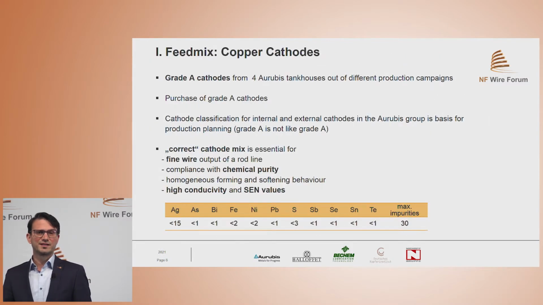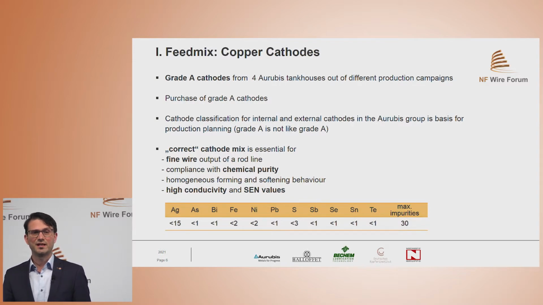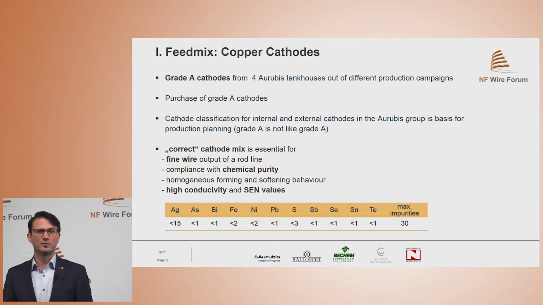The correct feed mix is important to set the basis for a high-quality copper wire rod to be drawn down to 100 microns or less. At Aurubis, we take grade A cathodes from our 4 tank houses and purchase as well grade A cathodes from the market. We classify internal and external cathodes by tests and measurements. So the feed mix is essential for copper purity, homogeneous forming and softening behavior, high conductivity and SEN value, and an excellent surface as well.